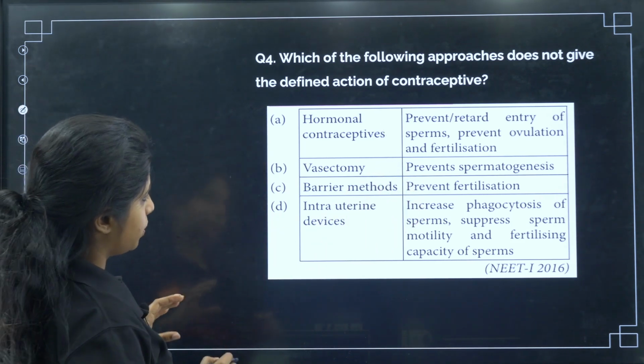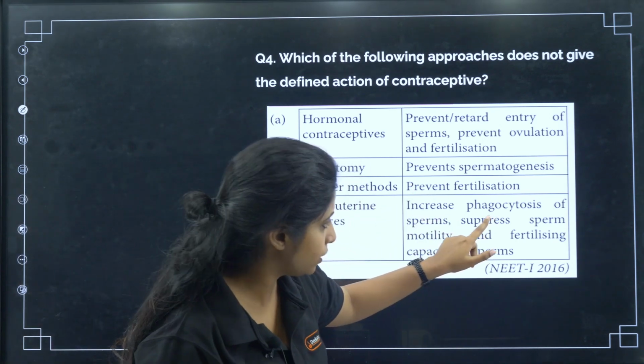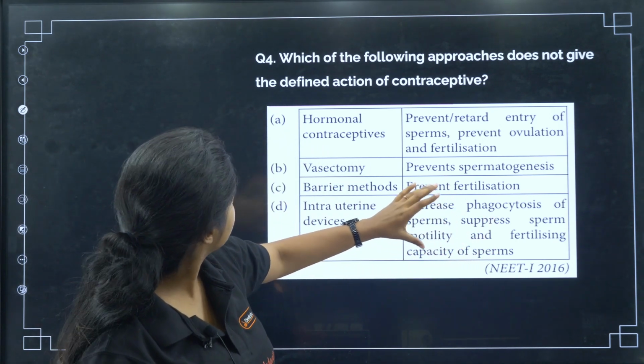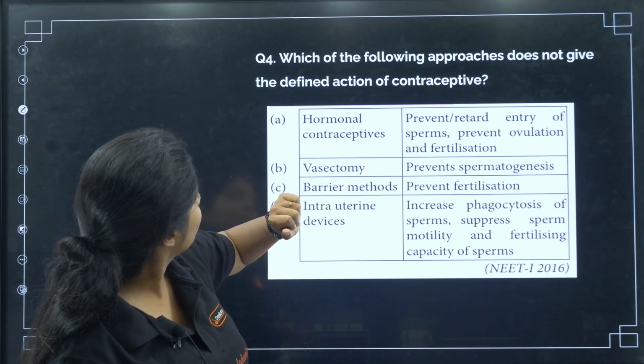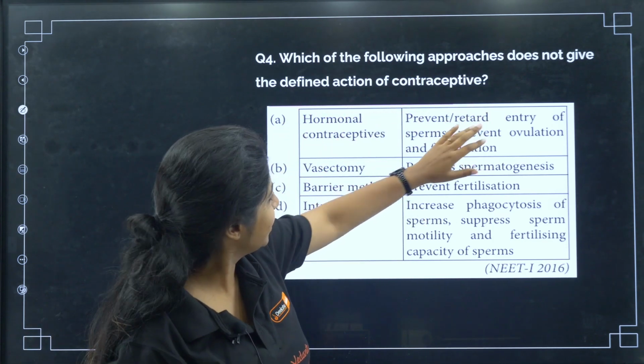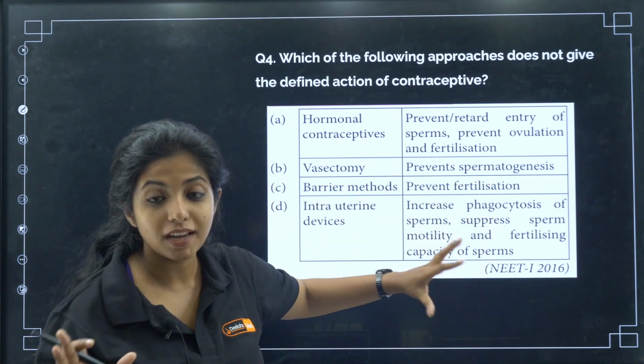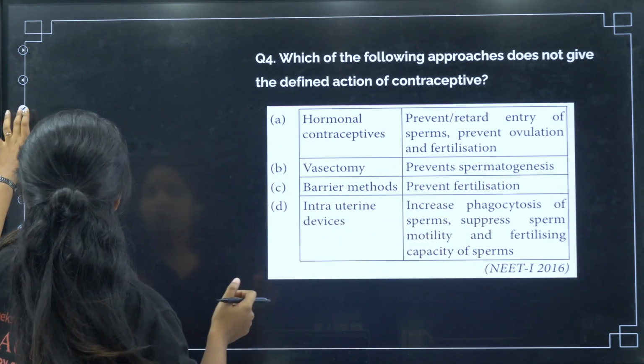I have to do some changes up here. Okay, let's start with this, because I think this would be very helpful. Over here, hormonal contraceptive goes with this only. Barrier method goes with this only. This goes with this only. You are asked which one does not match up. That is the question.